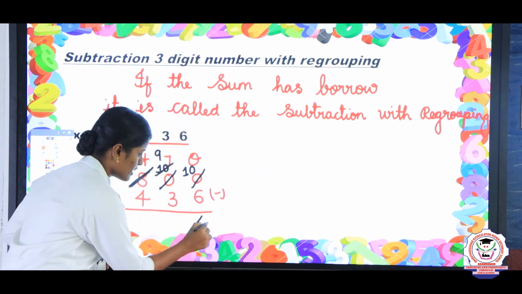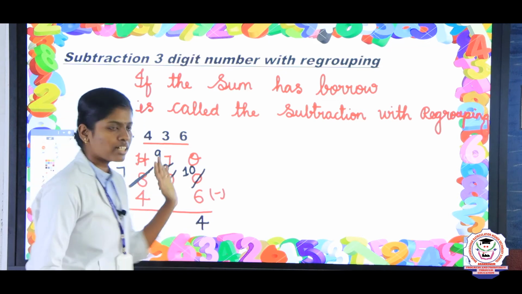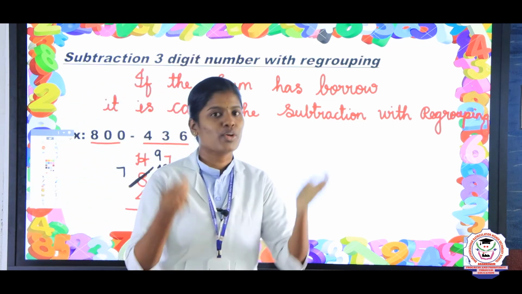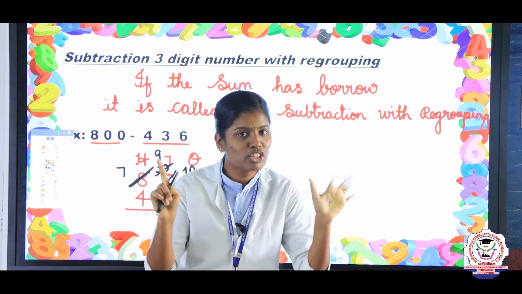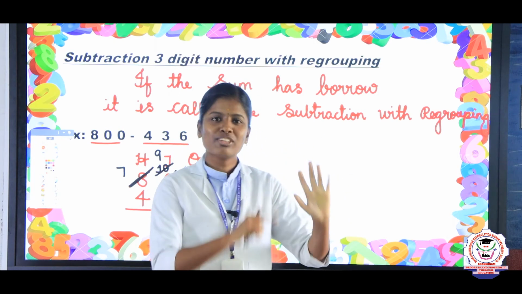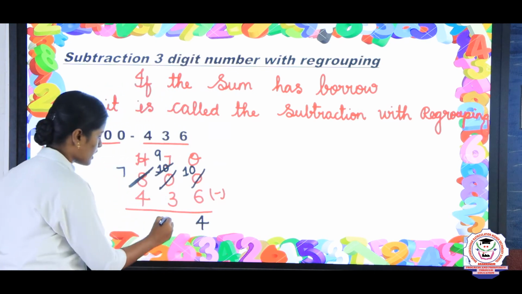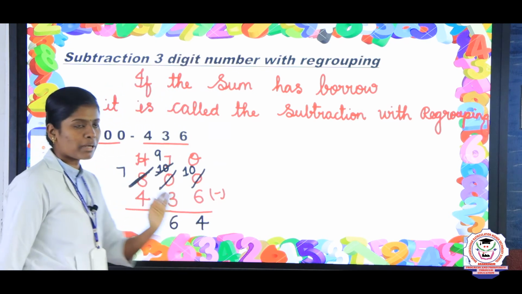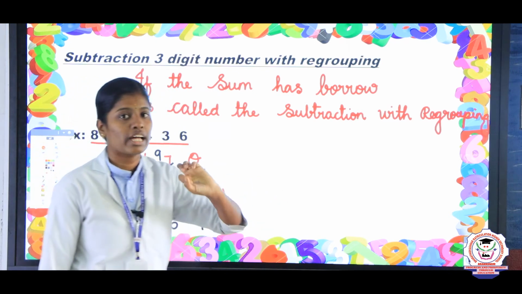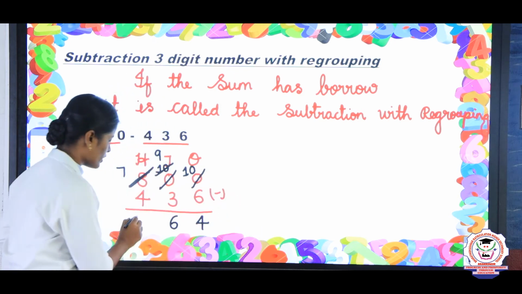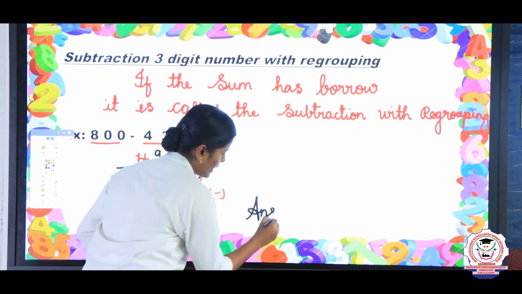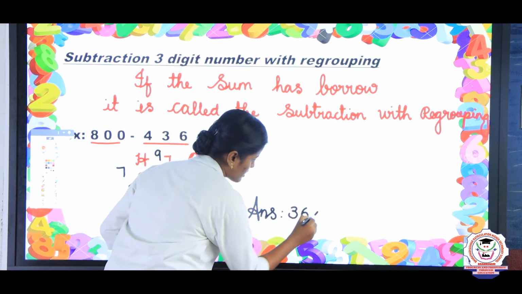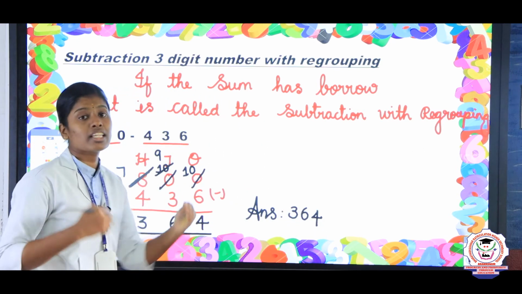Write the answer 4. Next you are going to take 9 minus 3. Just show your 9 fingers and fold 3 fingers. How many fingers are remaining? Very good, yes. The answer is 6. Next you will take 7 minus 4. So 7 minus 4, the answer is 3. We got the answer 364. So write the answer 364. Next we will see another example.